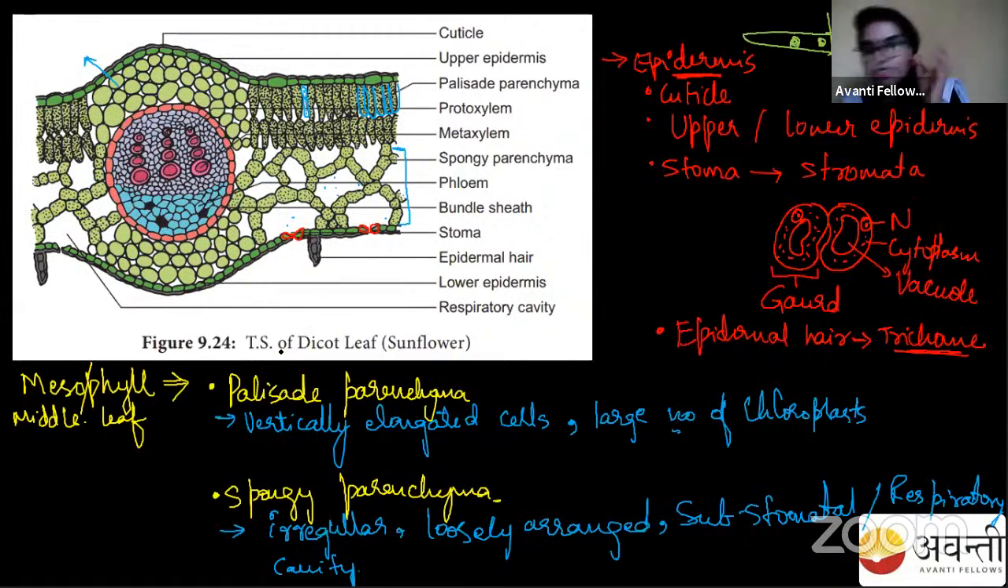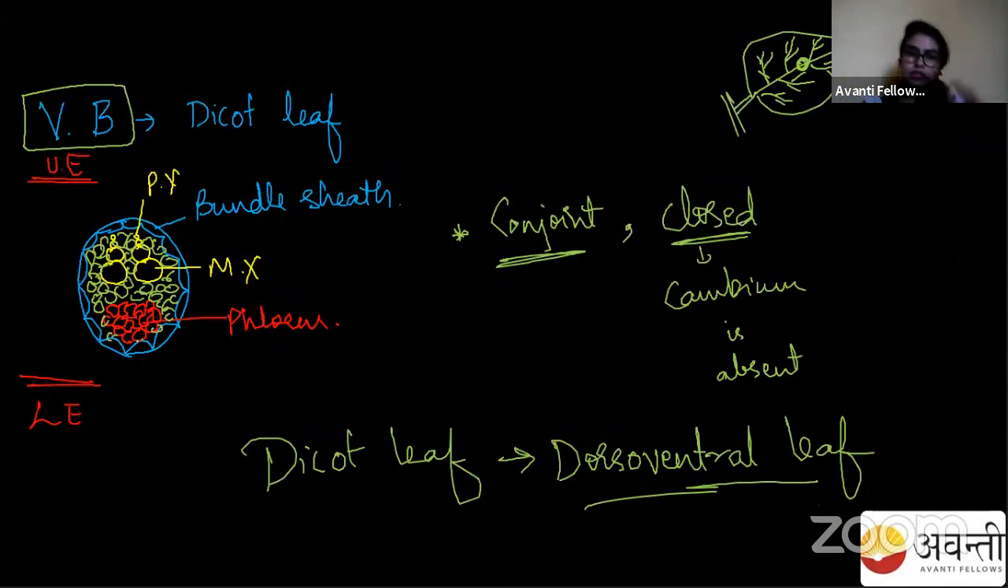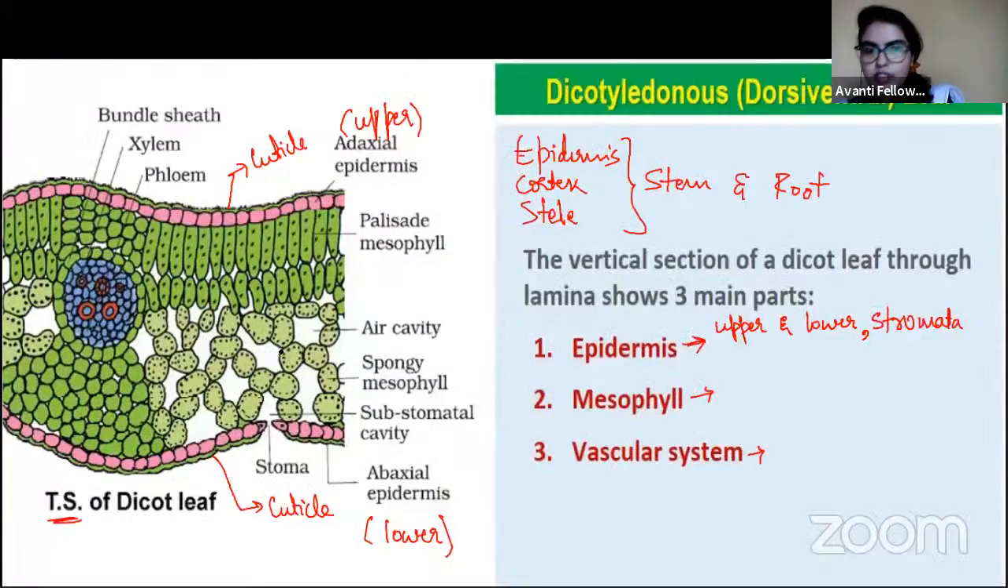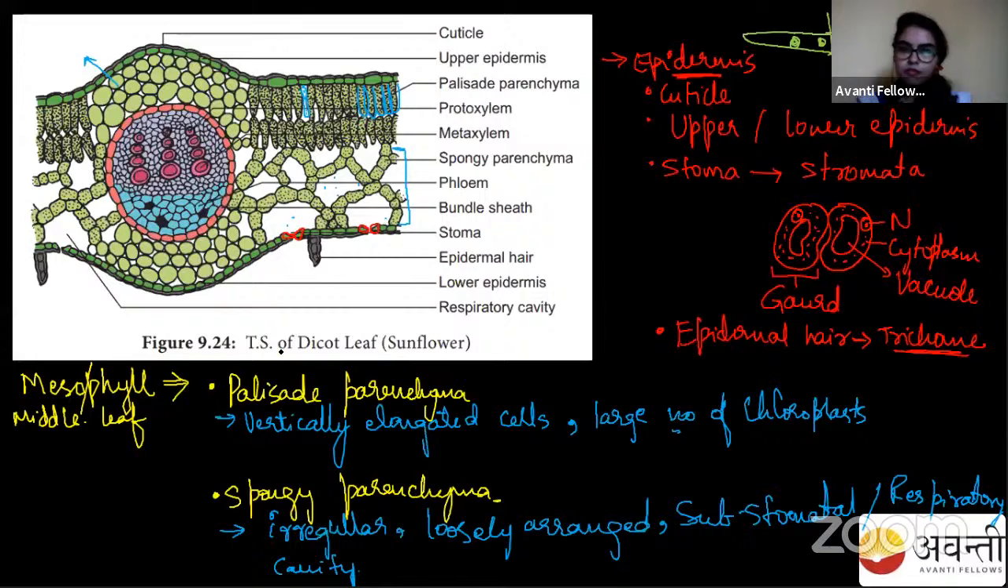The same happens in the case of monocots also. So I was telling you about the dorsoventral leaf. What is a dorsoventral leaf, guys? Look, remember one thing here: the presence of stomata. In the lower epidermis, the presence of stomata is more compared to the upper one. Compared to the upper one, the lower epidermis has a lot of stomata.